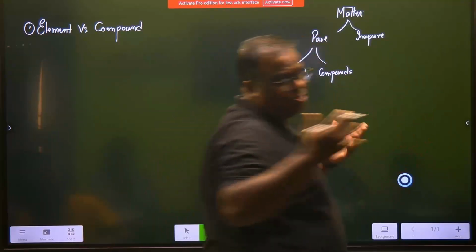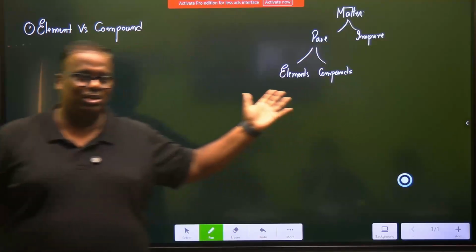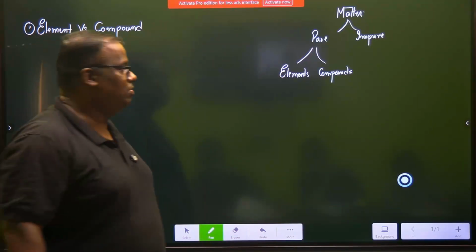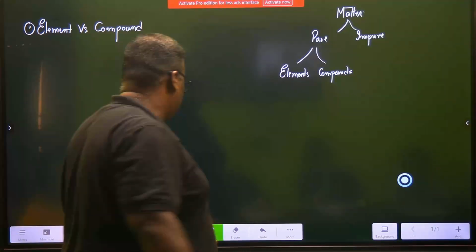And note down as much as you want. This is not any chapter of your book. These are for you to understand the basics of chemistry. Elements and compounds. So question arises, sir, what are elements or what are compounds?